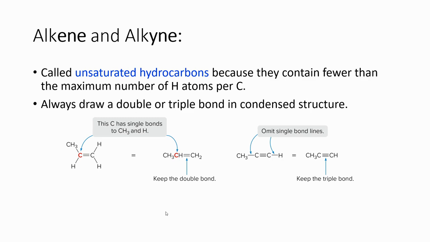And then this is just a note. When you're going from our normal uncondensed structure to a condensed structure, we're going to keep the double bond to show that there's a double bond so that we can see that. We can figure it out with the number of hydrogens, but to be really clear, we want to keep the double or triple bond in our condensed structure. Okay, questions, thoughts, comments so far?